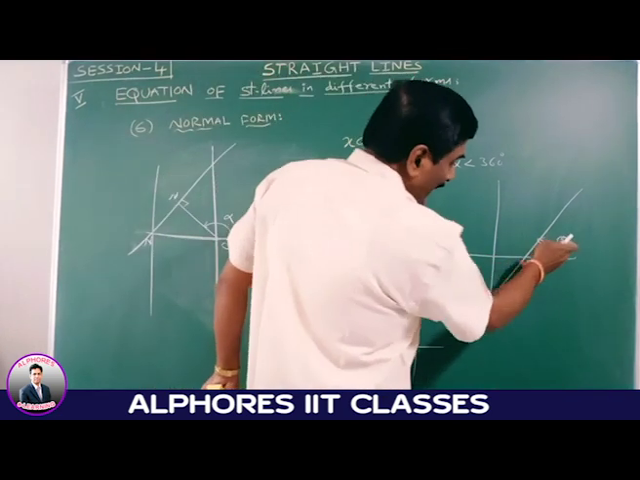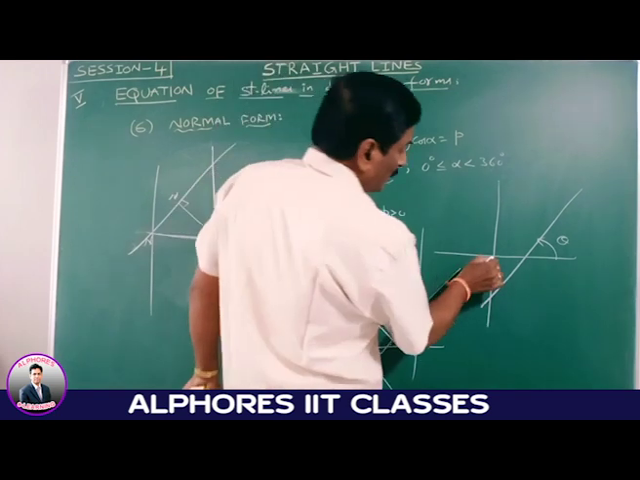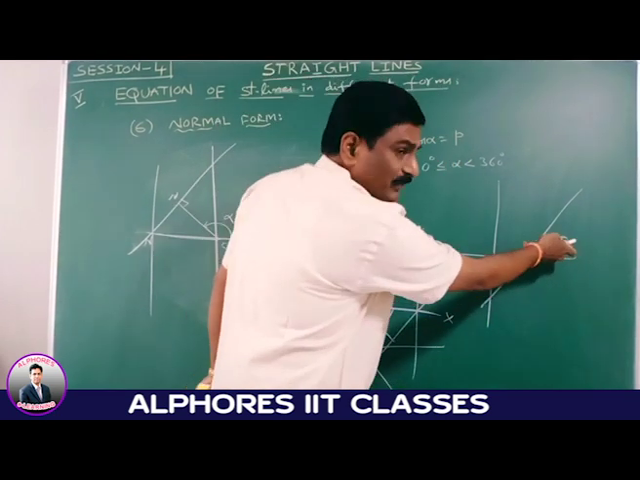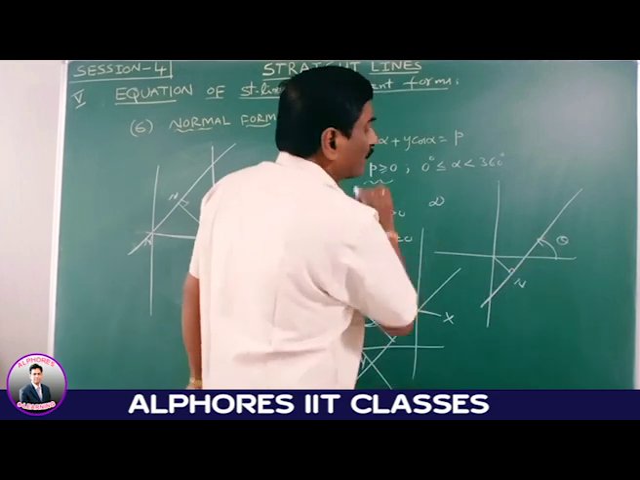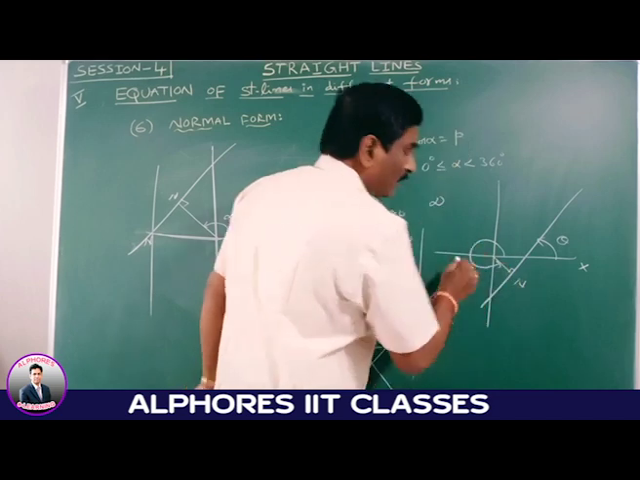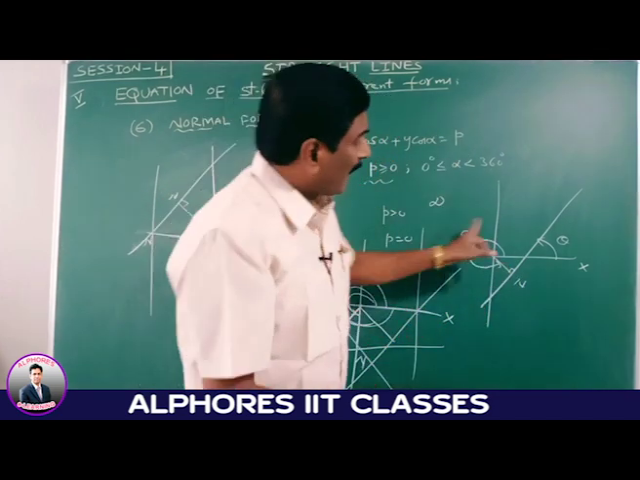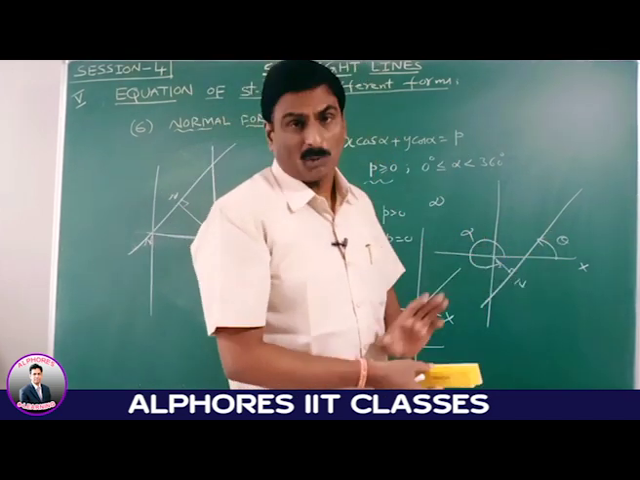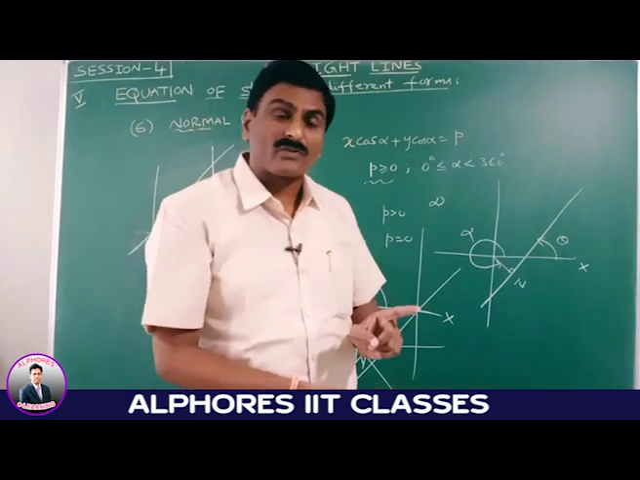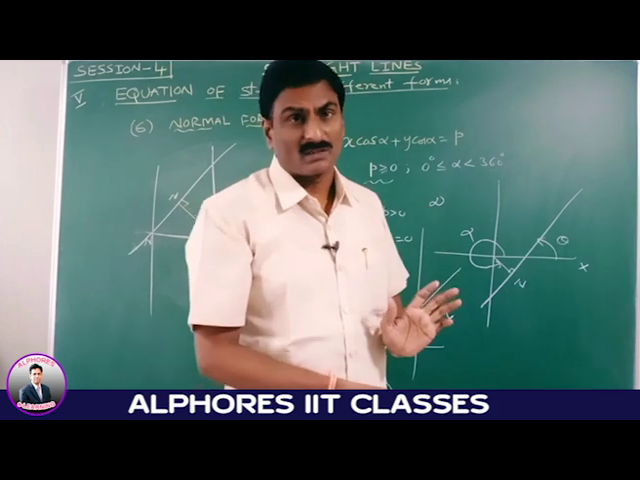Okay, this angle is theta, the angle of inclination. Suppose the perpendicular is in this way. What is the angle of inclination? The angle of inclination is theta. What is the value of alpha? Alpha is this value, from the positive x-axis to the normal. This is alpha. Alpha and theta are different values. Please observe that point. The range of theta is 0 to 180, and the range of alpha is 0 to 360 degrees.